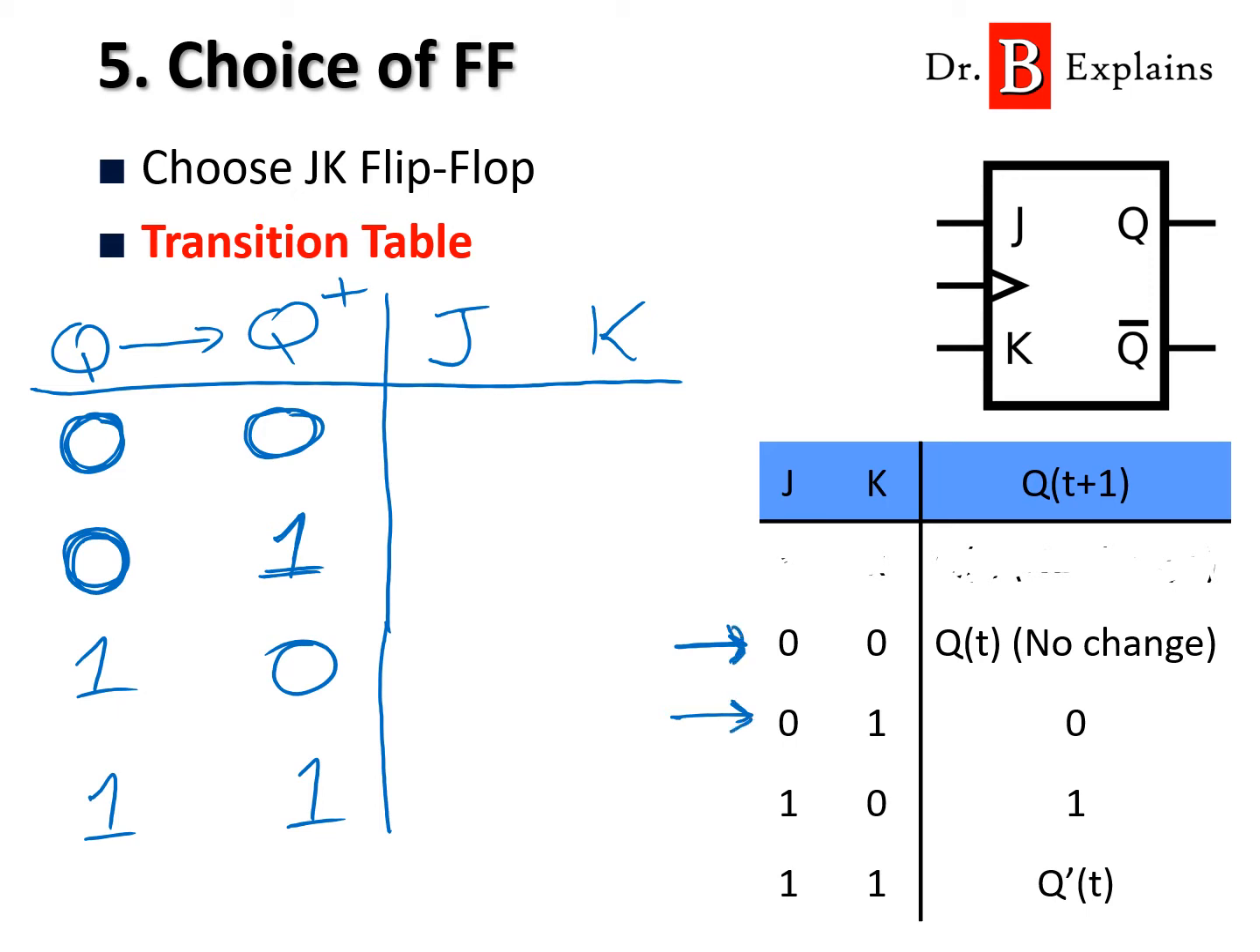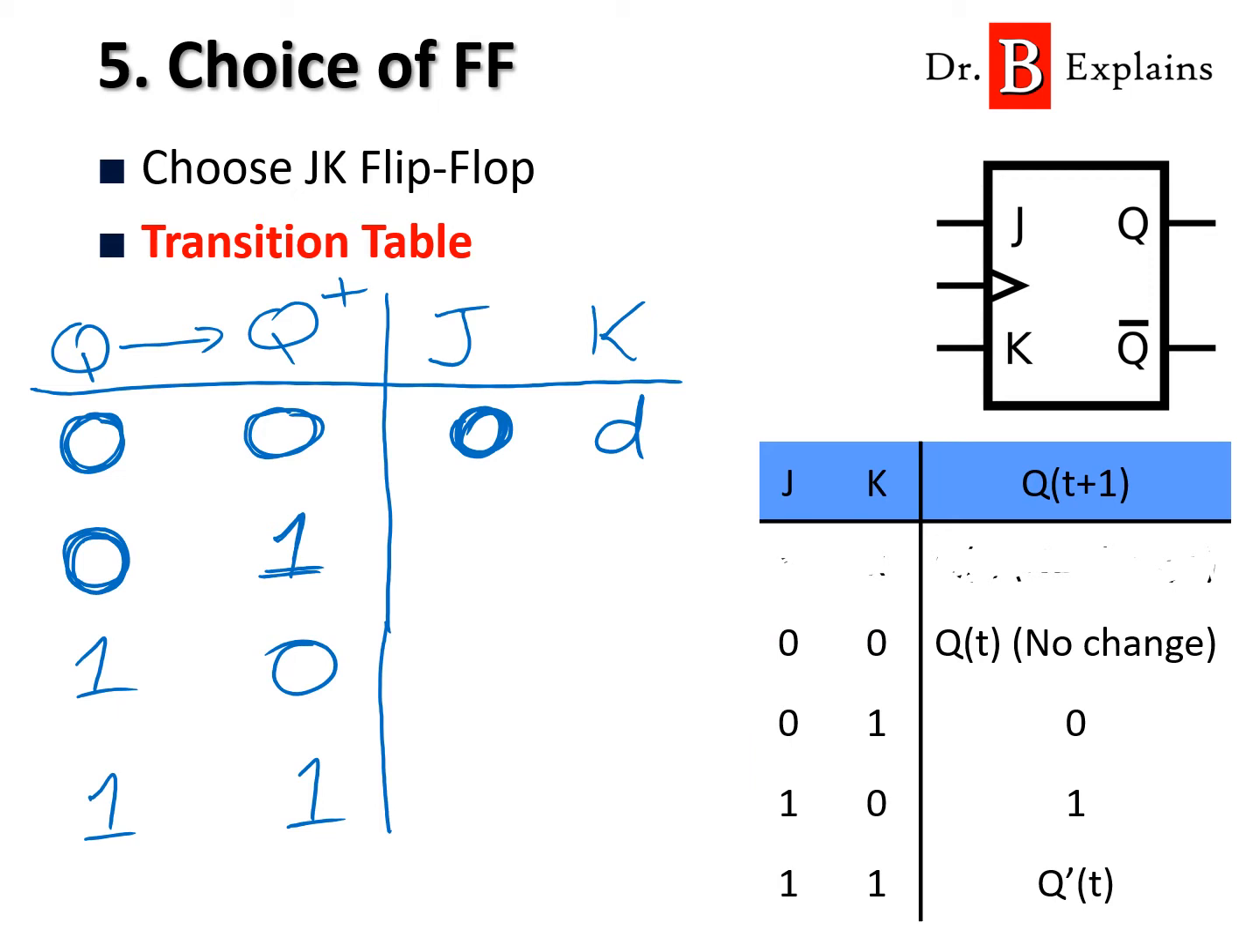Now you can see what is common to these two rows. J is a 0, so for sure I have to put J as a 0. And then what happens with the K? Does it have to be a 0? Does it have to be a 1? Doesn't really matter what we put, so we can put that as a D. No matter what we put there, we're going to have that transition.